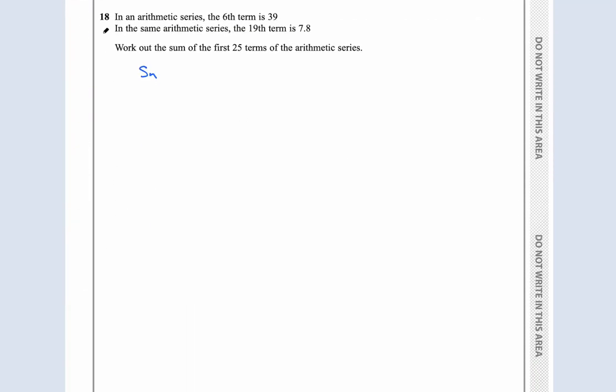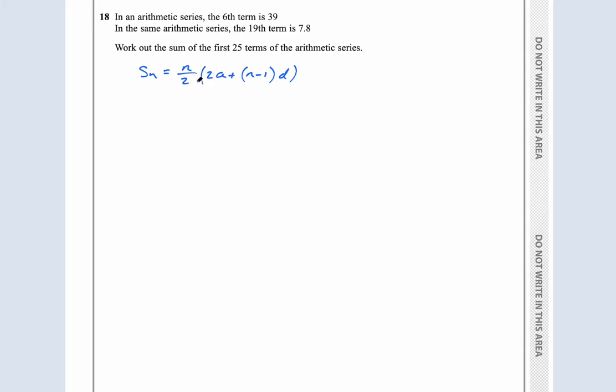It is n over 2 into 2a plus n minus 1 d, where a is the first term, d is the common difference, and n is the number of terms. So n will be 25. My problem is I don't actually know the first term, and I don't know the common difference. So how do we do it?